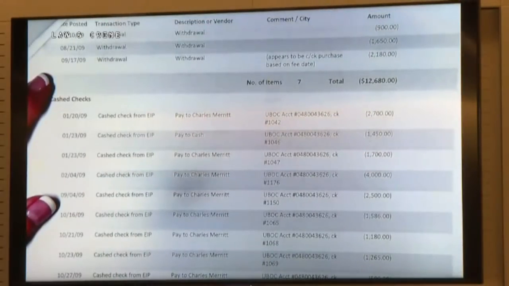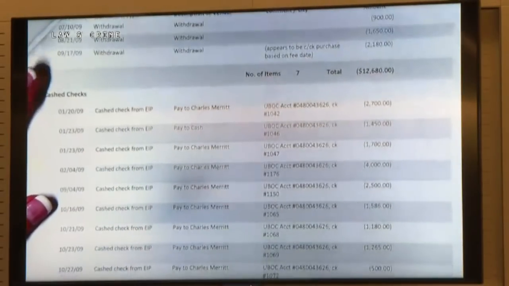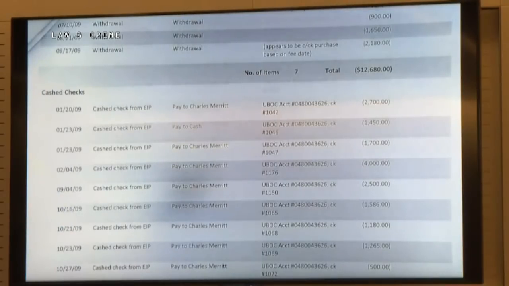And did you have the opportunity to go back and cross-reference those withdrawals to see if they corresponded with withdrawals that occurred at casinos? These are separate from the casino transactions. Right, but I'm asking you if somebody went in and took an amount of cash, like for example, on 7/10 of 2009, we see a $900 cash withdrawal, right? Yes. Did you have the opportunity to go back and cross-reference those with other withdrawals that we saw at casinos?